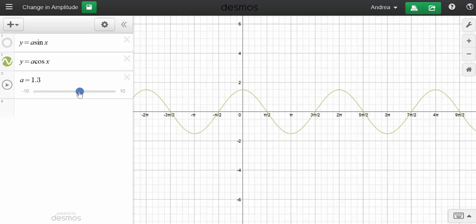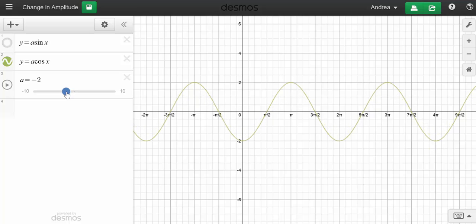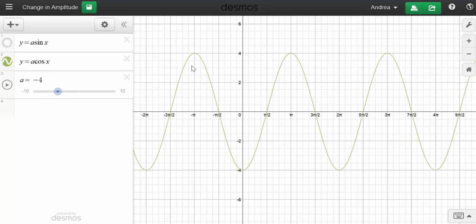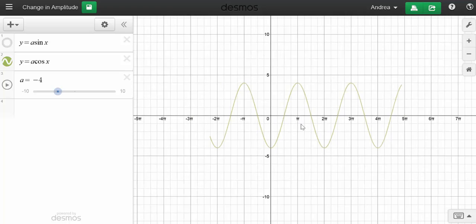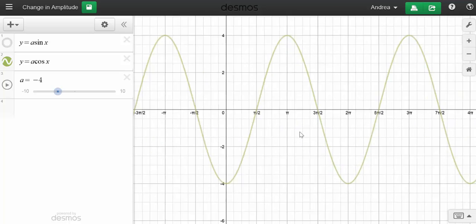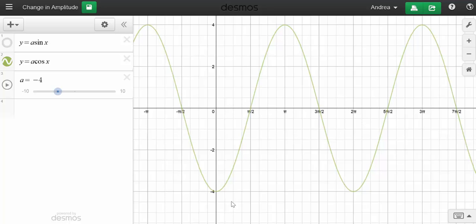So let's put it at negative 4 and see what happens. As we go into the negative values, we see that the graph flips or reflects through the x-axis. So we're going to go to negative 4, and we see that the top of the curve, once again reaches a positive 4, and the bottom of the graph reaches negative 4, and that occurs throughout the entire graph. But the graph has now been flipped upside down. So we see that it starts low, then goes high, and then comes back down.